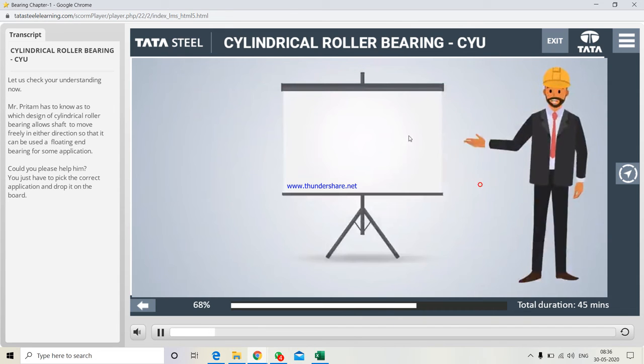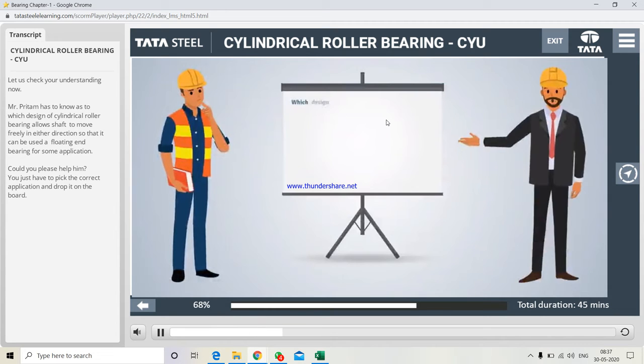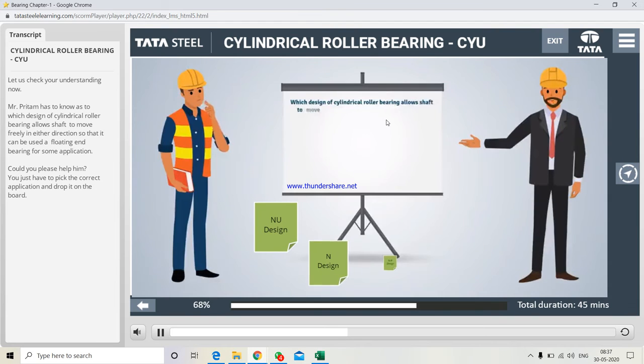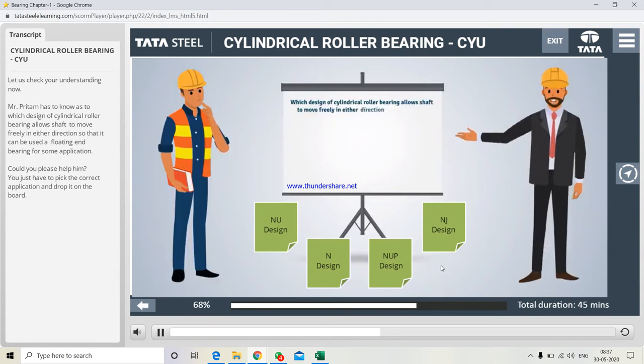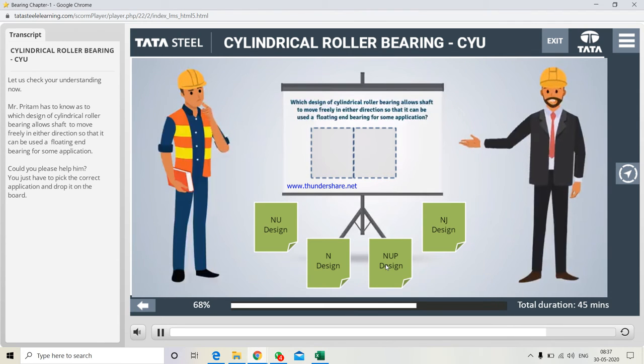Let us check your understanding now. Mr. Preetham has to know as to which design of cylindrical roller bearing allows shaft to move freely in either direction so that it can be used as floating bearing for some application. Could you please help him? You just have to pick the correct application and drop it on the board.